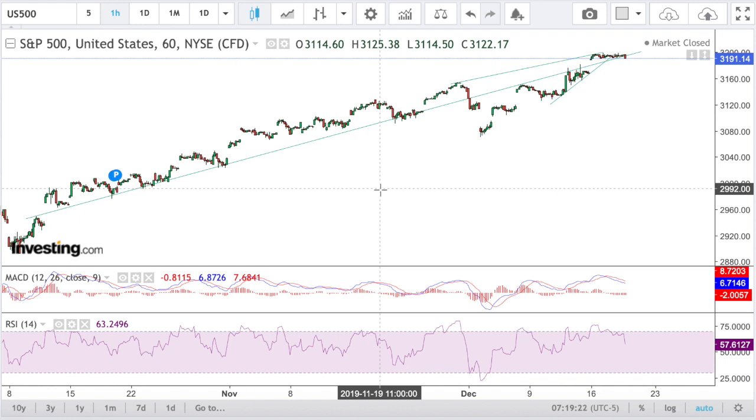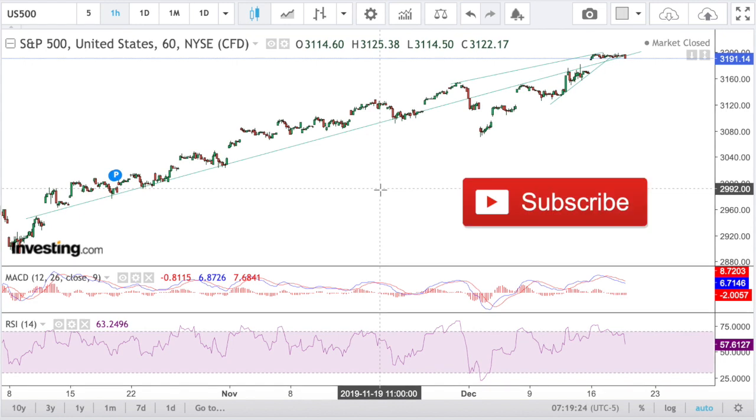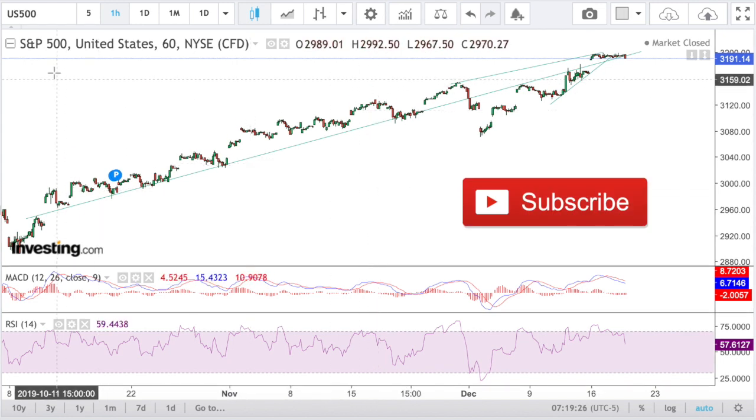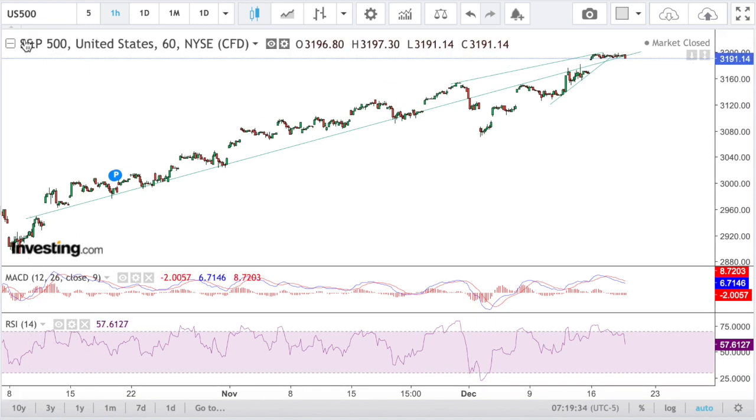Hi ladies and gentlemen, this is Game of Trades and this is going to be a technical analysis of the S&P 500. We're going to start by taking a look at the hourly chart. We're going to see where the S&P 500 may be heading today.